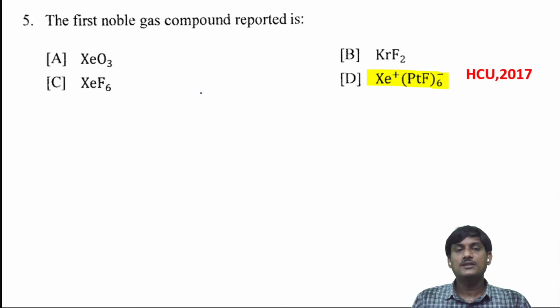The first noble gas compound reported is by Bartlett. We synthesized the first noble gas compound, that is xenon, Xe PtF6. This is the first synthesized. This one is similar to O2 plus PtF6 minus.